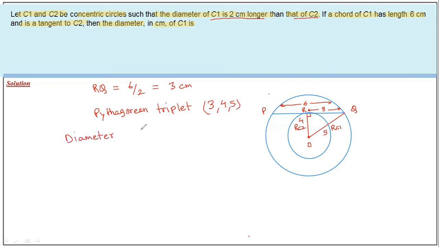Now if OR is 4, then diameter of C2 becomes 8 and diameter of C1 becomes 10 centimeter. Now according to the question, the diameter of C1 should be 2 centimeter longer than C2, which gets satisfied here. So diameter of C1 is 10 centimeter.